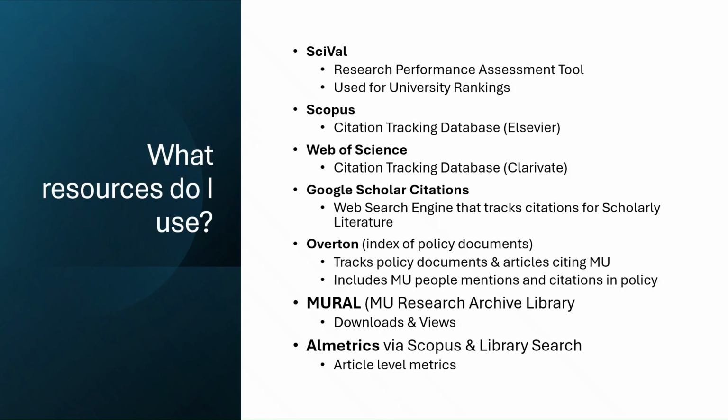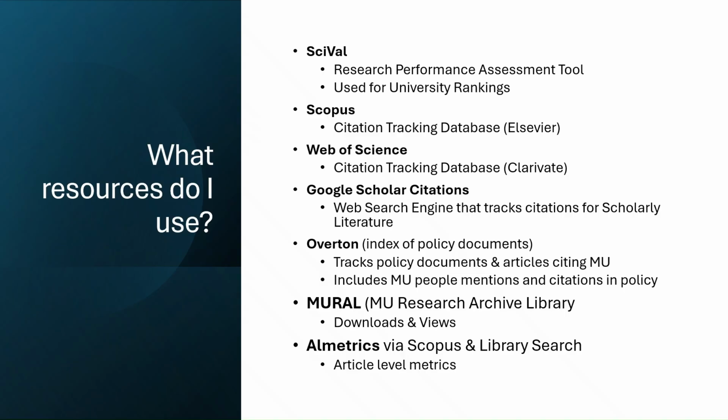So the resources that you can use, and particularly the ones that we have in Maynooth, we have one called SciVal, which is a research performance assessment tool. It's used in the university rankings, so particularly important, that one. We've Scopus, the citation tracking database, and they're both by the same company, Elsevier. Web of Science is a citation tracking database from Clarivate. Google Scholar Citations is a web search engine that tracks citations for scholarly literature.